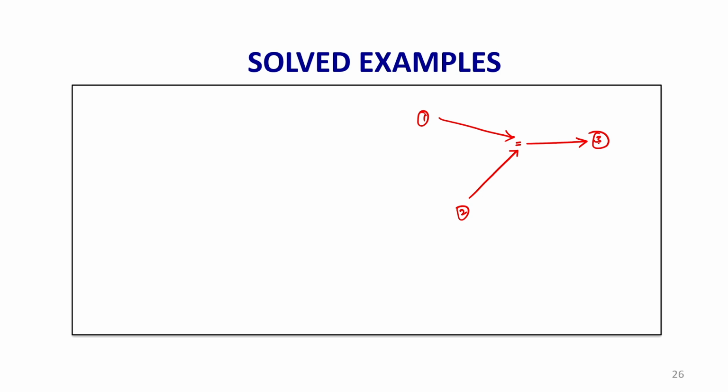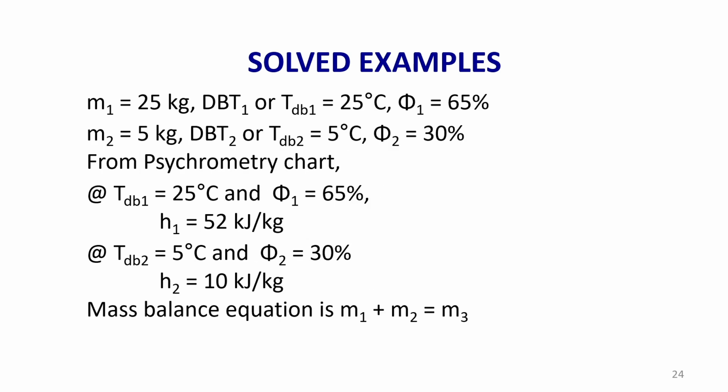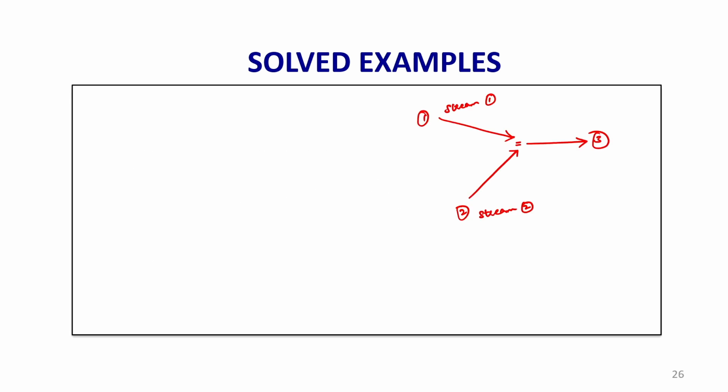So, this is stream 1, this is stream 1, this is stream 2. Okay. So, see here it is kg. So, it should be written as m only, not m dot, as flow rate is not given. Only if flow rate is given you have to write m dot. M1 is given as 25 kg, stream 1 data is given, M1 is equal to 25 kg.